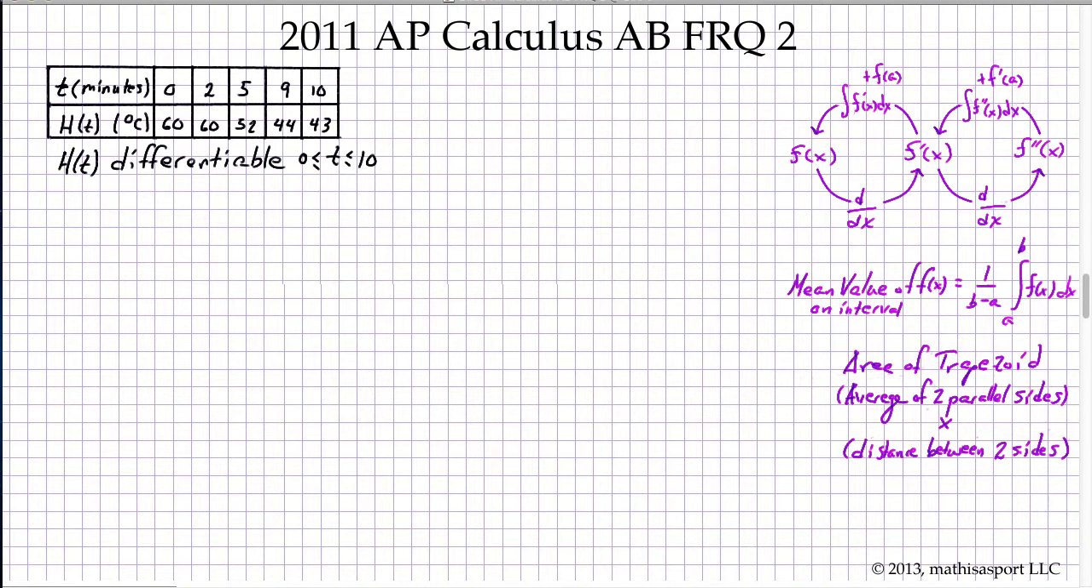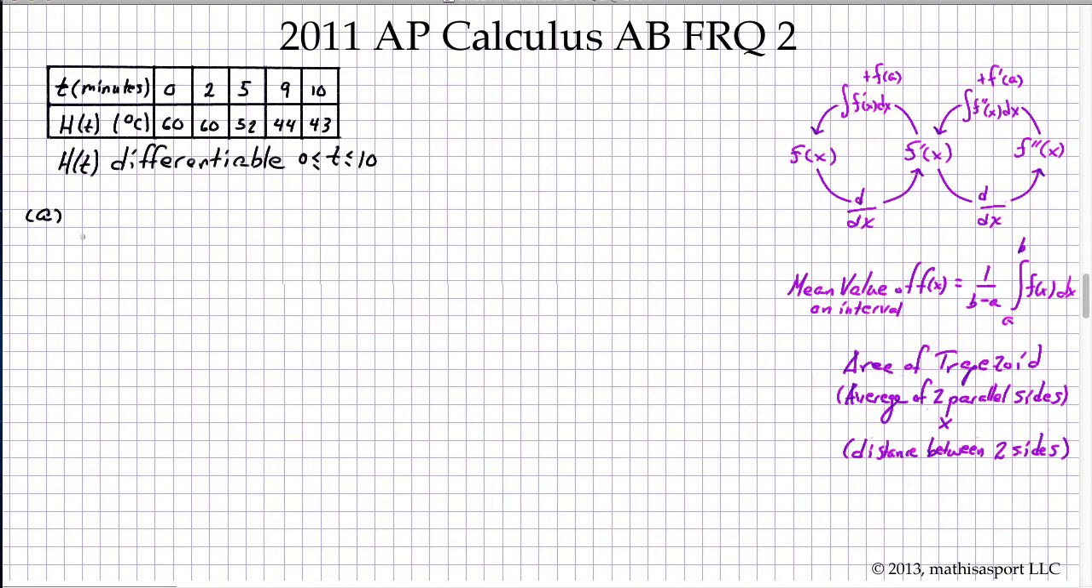And that is, we've got a function that fits right here, h of t, and it is differentiable so that we know that h prime of t exists from t equals 0 to 10. The function, of course, is also continuous, but that's not going to prove important here. We're also going to need to make sure we understand the definition of the mean value of a function on an interval, and that we can correctly calculate the area of a trapezoid. So I've included those two items as part of the useful information. With that said, let's just go ahead and get started on part A.